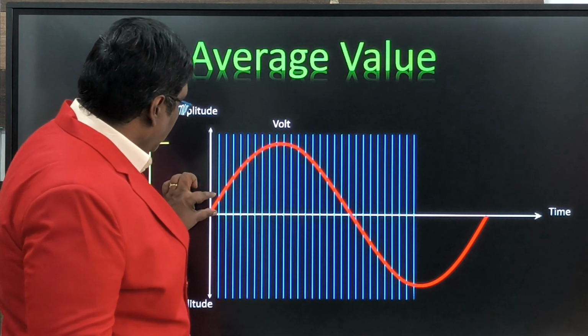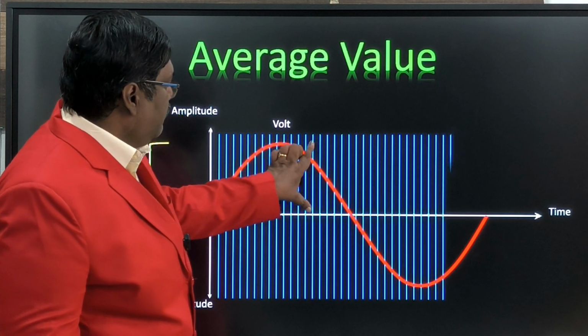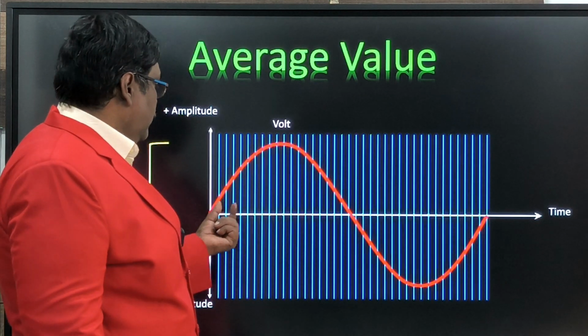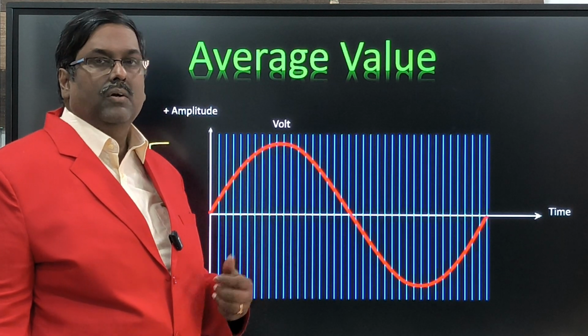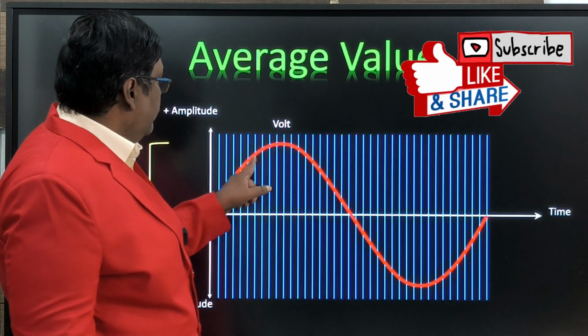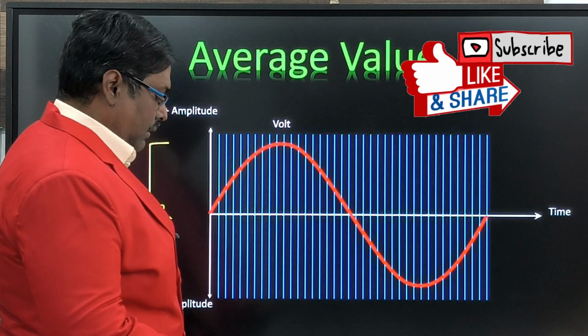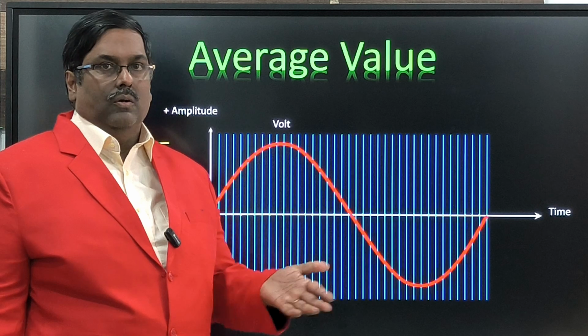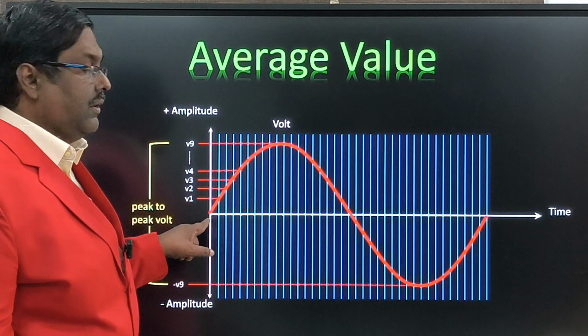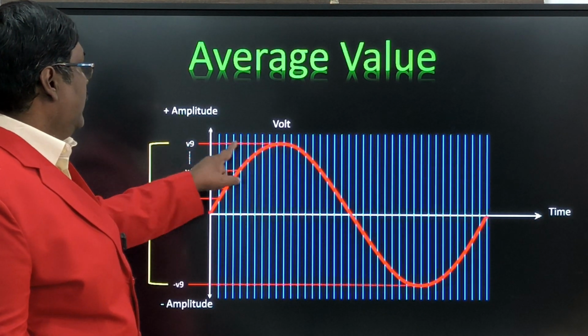Because here all are plus volts. Every part in this division should be equal. Same parts, equal parts, then only will you get the average. So at every point you measure the voltage, how much is there, and that voltage you add on. See, like this: V1, V2. I think you can see V1, V2. We are up to here.